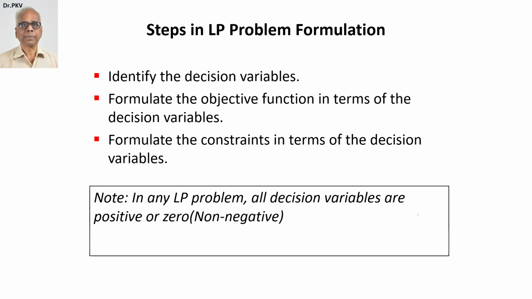Identify the decision variables. That's the first step. Formulate the objective function in terms of the decision variables. Formulate the constraints in terms of the decision variables. And we will have to also emphasize, as a matter of fact, all decision variables are either positive or zero. That implies it is non-negative, either positive or zero, non-negativity constraint. It could be zero, but it cannot be negative.